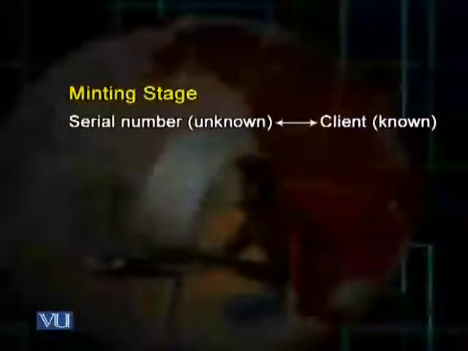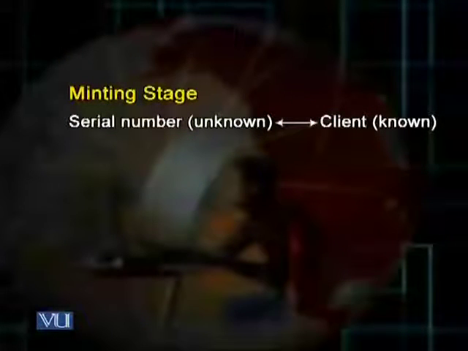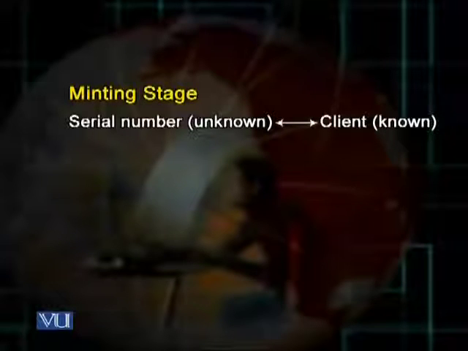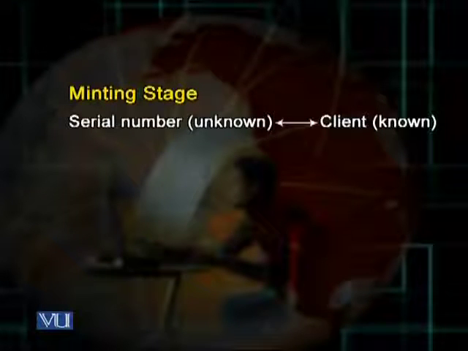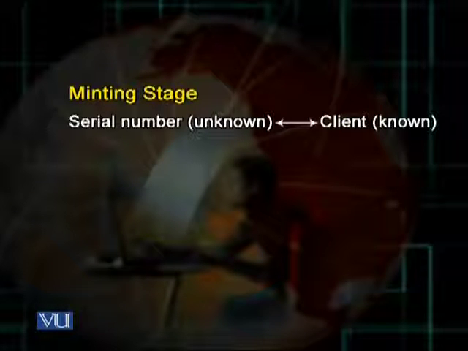I would like to explain this concept again. You can see on the slide. At the minting stage, the serial number is unknown, but the customer is known to the eCash bank. This means that when the eCash bank signs the serial numbers at the minting stage with its private key of a particular denomination, the eCash bank at that stage knows that this is the particular customer, particular client having his account with the eCash bank who is making a request for the withdrawal, for the minting of the coins.